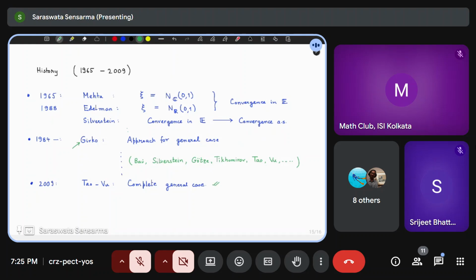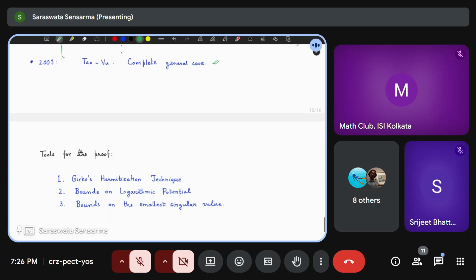And by the way, there's no gap here. I just didn't write things. Every year there was some paper or the other. It was like 30 years of intense work which led up to Tao and Wu's complete general case. So I'll just give brief tools of the proof. There's something called Girko's hermitization technique. It's a way of taking these non-Hermitian matrices and embedding them inside some other Hermitian matrices and concluding spectral properties of the non-Hermitian one using the properties of the Hermitian one, which were well studied and well known.